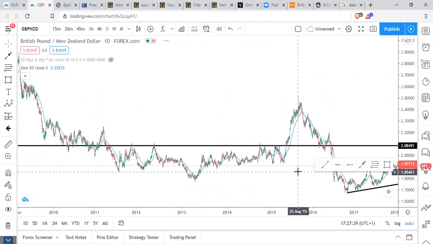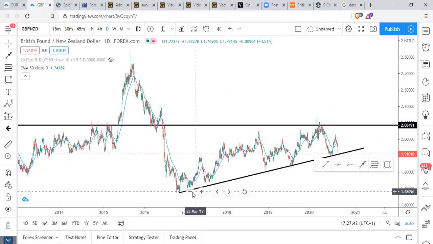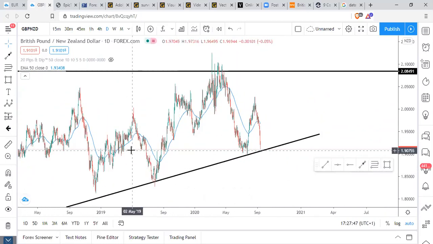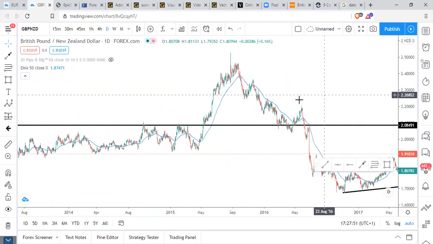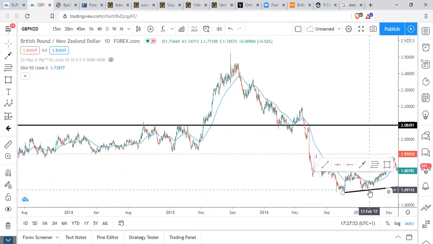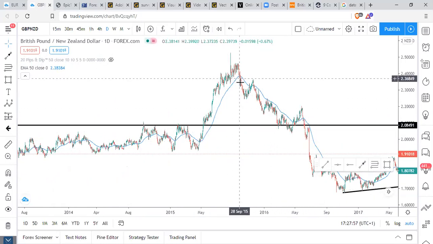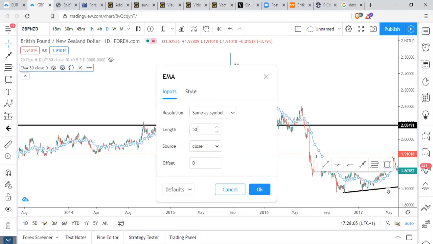So for our dynamic support and resistance, I'm going to be using what we call the moving average. The moving average acts the same way as your normal horizontal or diagonal lines. Whenever price gets to your moving average, what happens? It either reacts or breaks it, like that. Let me change it to 200.